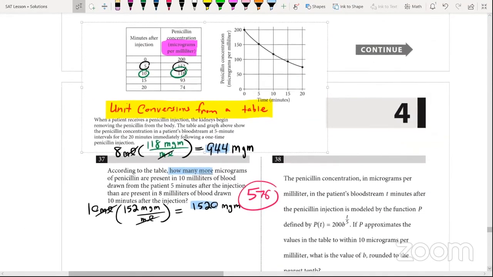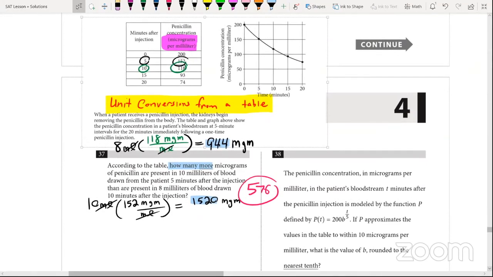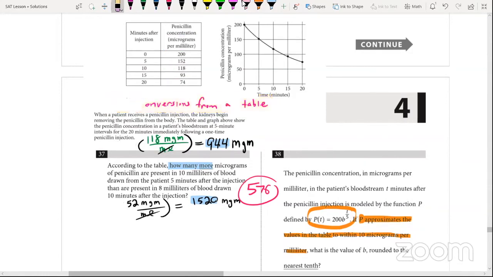So looking at number 38 now. 38 says P, which is the function that they're giving us right here, P approximates the values in the table to within 10 micrograms per milliliter. So that sentence tends to intimidate students, but all it's saying is that the P function, 200b to the t over 5, goes with the table, is what they're saying. So in other words, values from the table can be plugged into that function. That's what they're really saying.